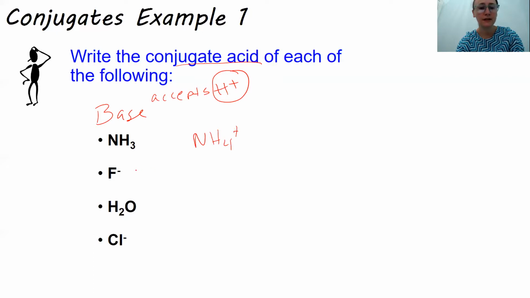The F minus plus an H plus will give you HF. Remember, acids typically have our hydrogens out front, so that is usually where you will add your hydrogen. You just have to know that ammonia and ammonium ion are written this way. All right, water, if it adds an H plus, you get hydronium, H3O plus, and Cl minus would be HCl.